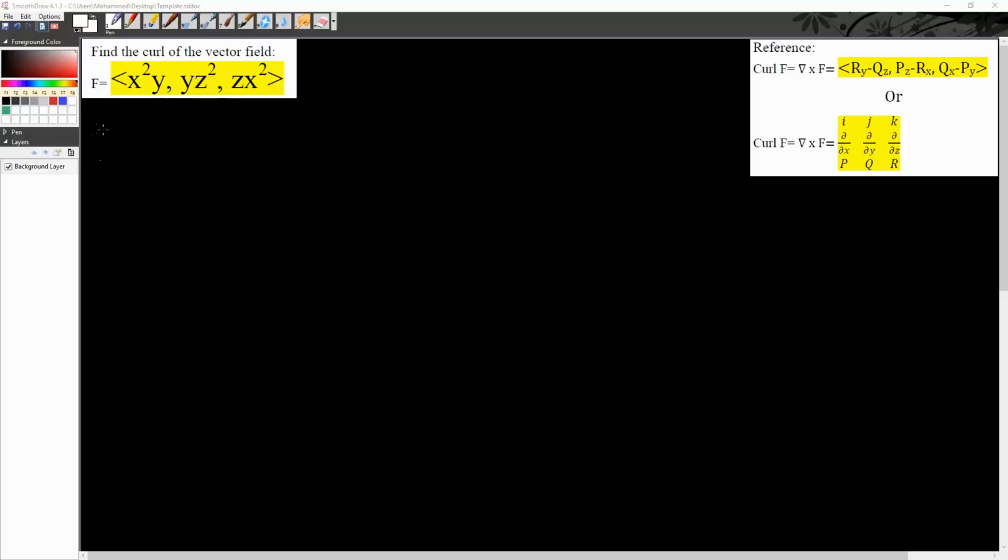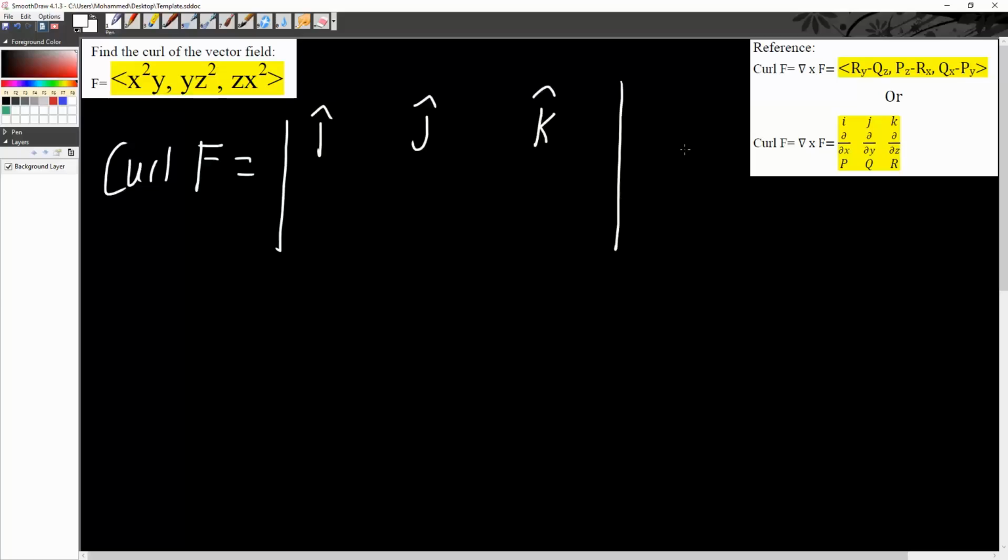So let's get started. We can say curl f will equal, we have i, j, k. This will always be the first line if we use this method. And the next line will always be a partial derivative in terms of x, then partial derivative in terms of y, then a partial derivative in terms of z. These will always be the same.